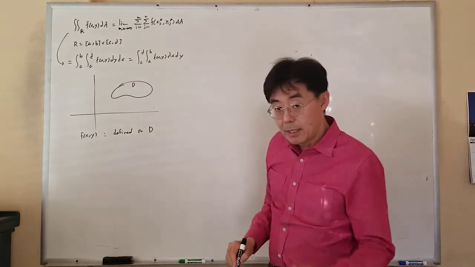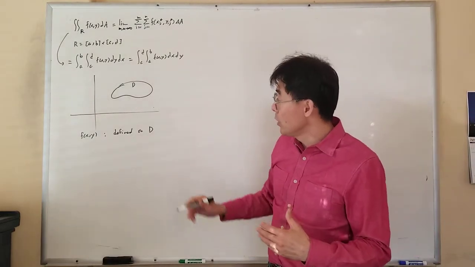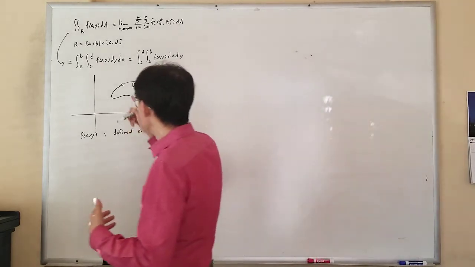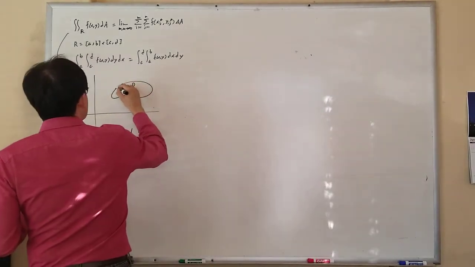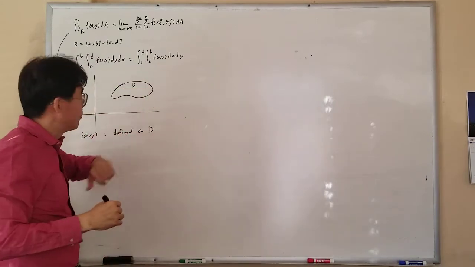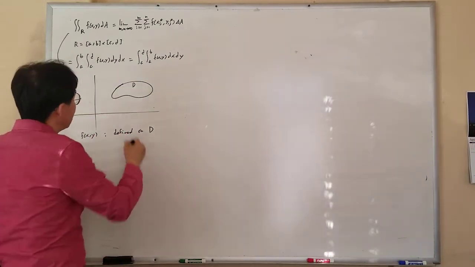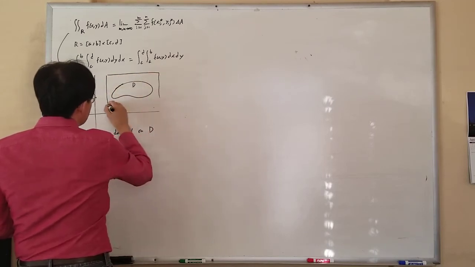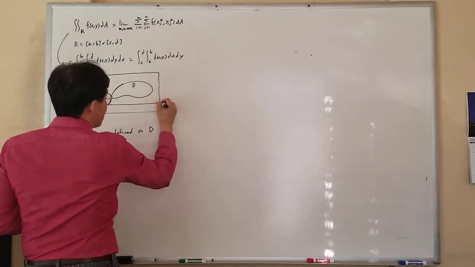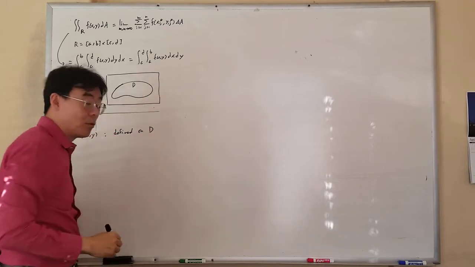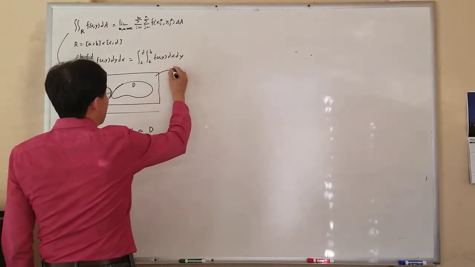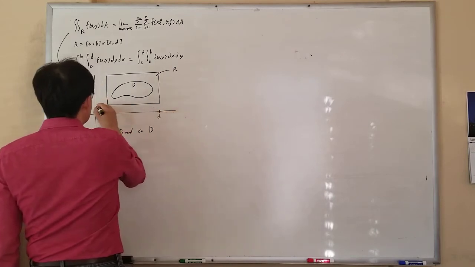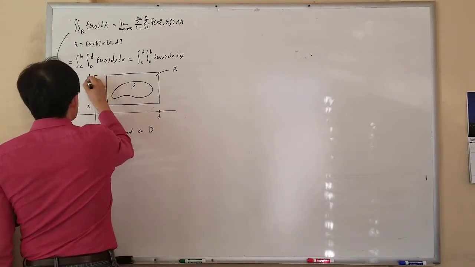Now, this is the way we overcome this restriction on the general shape domain. We consider any rectangle R which encloses the domain D. We call it R. So let's say this is from A to B, C to D, right?